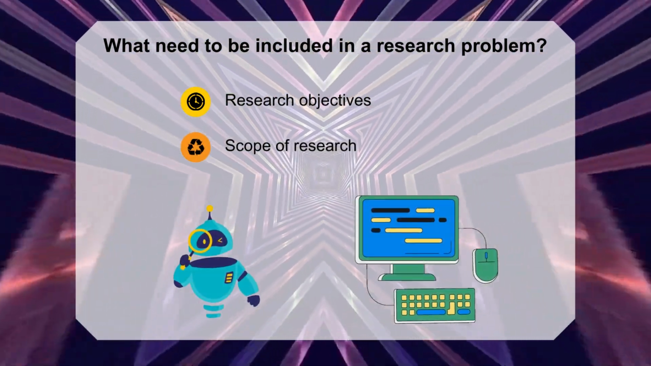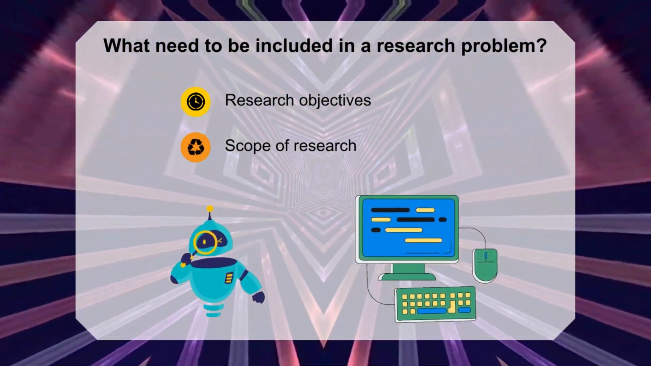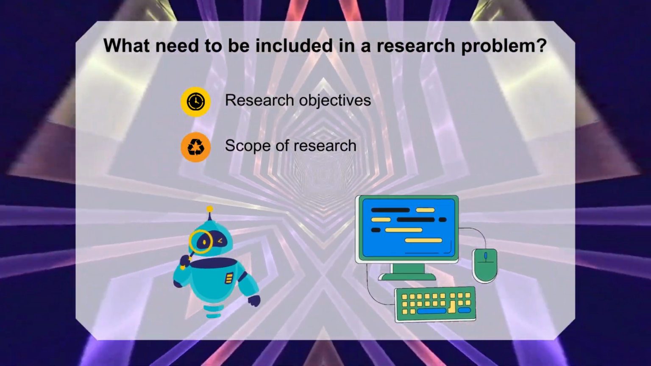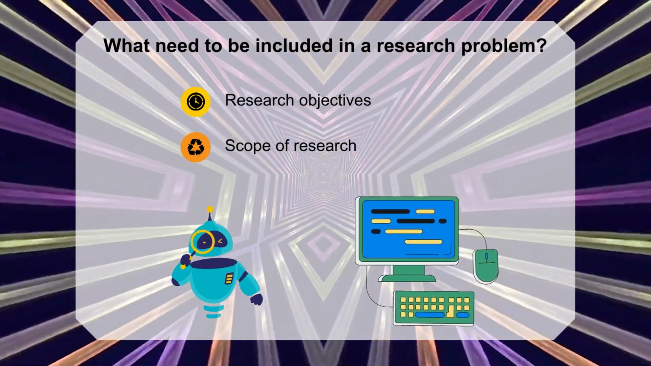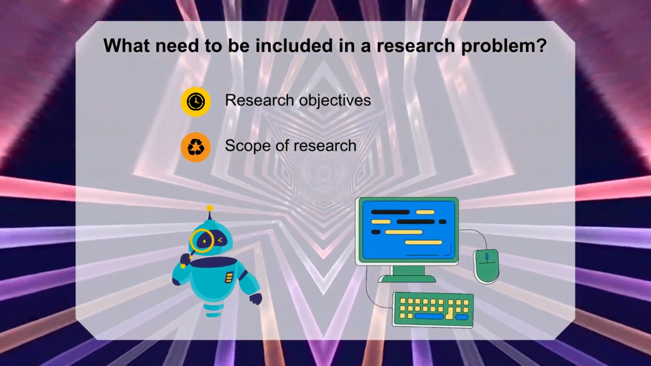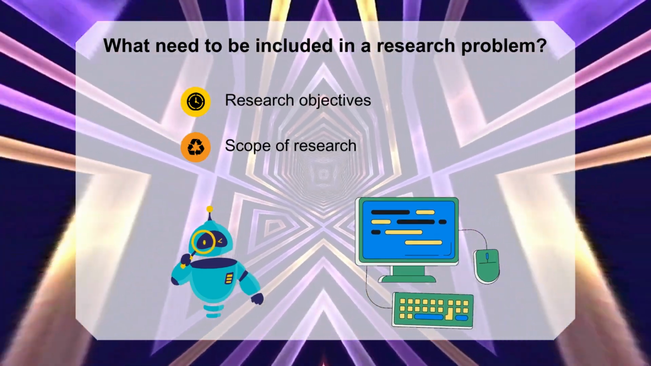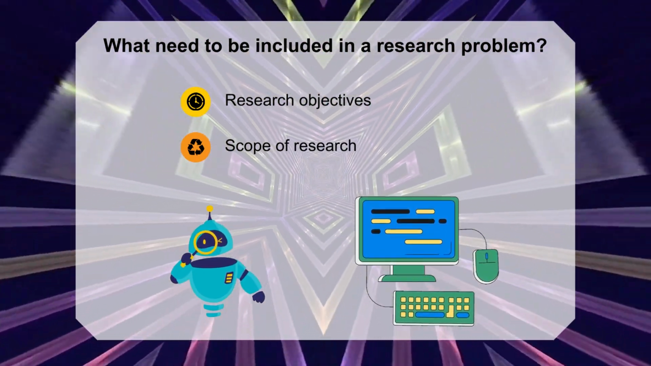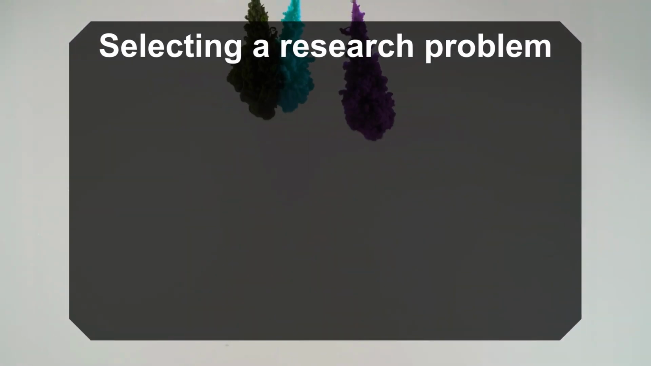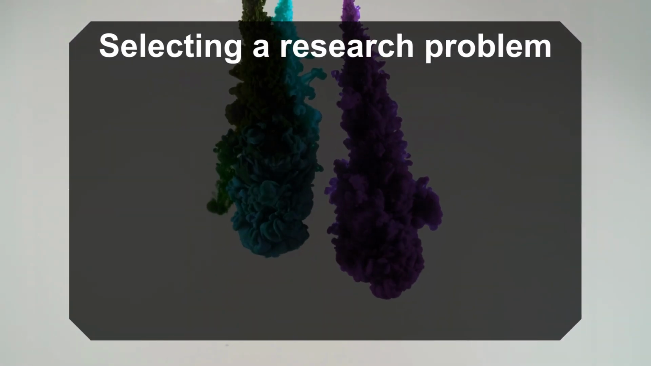Finally, scope of research. The description includes information about the target population or participants that the research project will focus on. This involves defining the characteristics, demographics, or specific criteria that individuals or groups need to meet in order to be included in the study, such as gender. Certain aspects need to be considered when selecting a research problem.